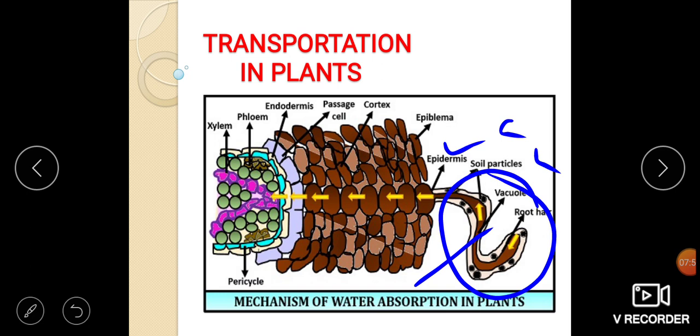Now when the water enters over here, due to the differences in the water content, the water keeps on moving from one cell to the next, and finally goes to the endodermis and pericycle, and at last it goes into the xylem. The root xylem is connected to the stem xylem. It will go to the stem xylem, and from the stem xylem, it will go to the leaf xylem. This is the way the water is transported.